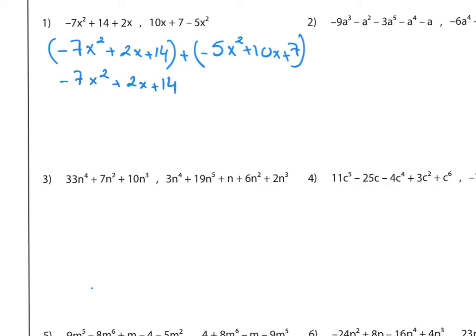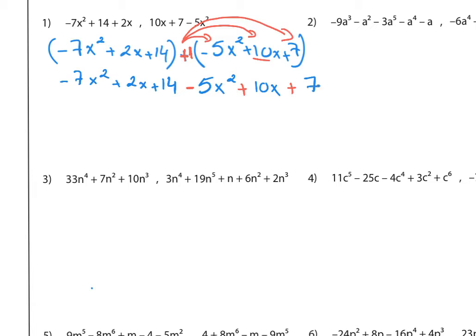And remember here we have plus. It's like we have plus 1 here, right? And we're going to multiply the positive with the negative. So positive 1 times negative 5 will be negative 5x squared. And then we have positive 1 times positive 10, right? That will be positive 10x. And then we have positive 1 times positive 7. That will be positive 7, right?